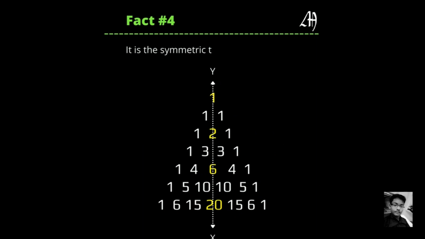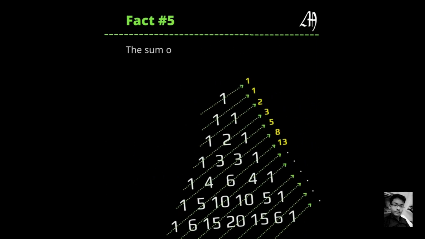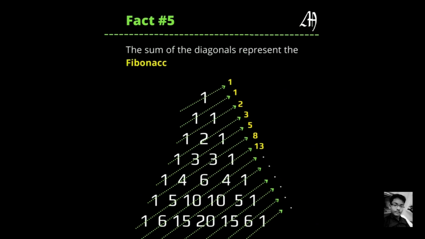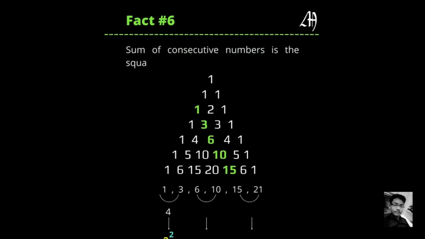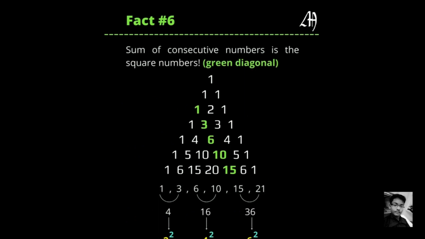Fact number 4: it is a symmetric triangle across the xy plane. Fact number 5: the sum of the diagonals represents the Fibonacci sequence. Fact number 6: sums of consecutive numbers are square numbers.